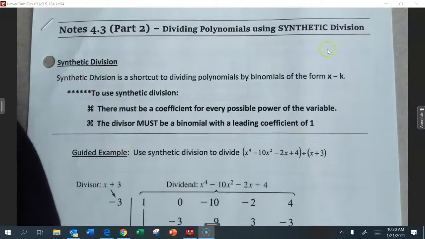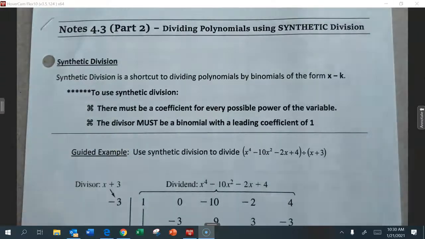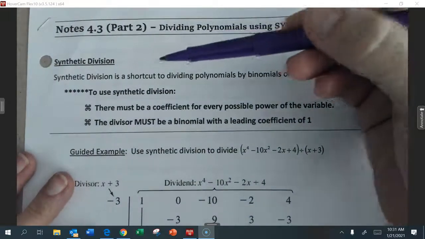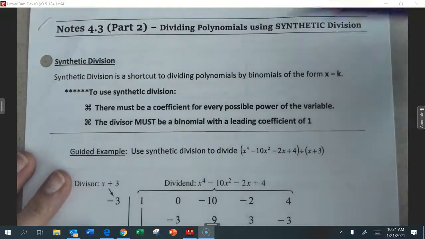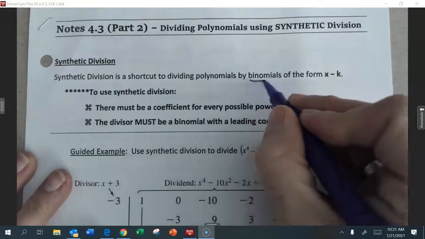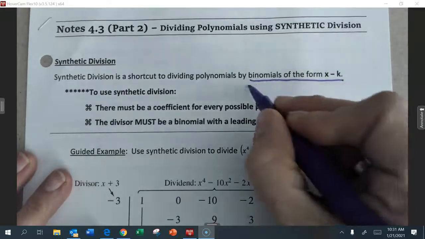Synthetic division is awesome for the mere fact that it's easy, and as soon as you pick it up once, you usually don't screw it up. But here's the most important part. You might want to highlight this, write it down in your notes, or it's already there. It says synthetic division is a shortcut to dividing polynomials by binomials of this form.